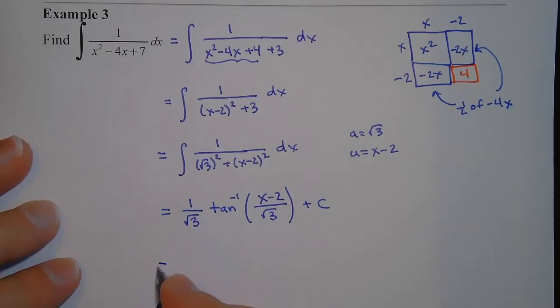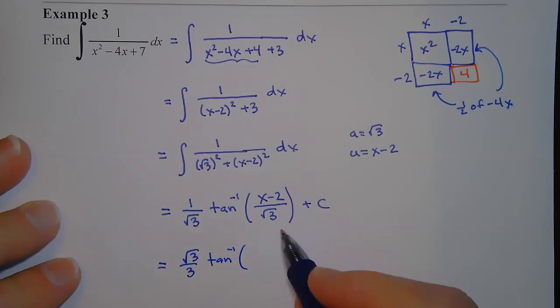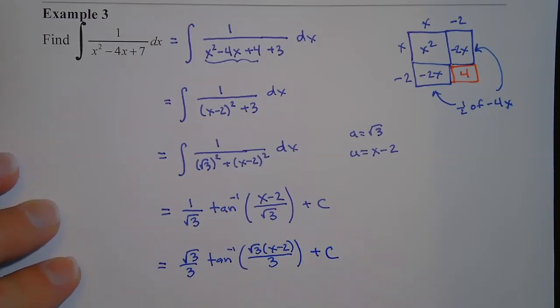So the best and final answer would be this becomes the square root of 3 over 3 tan inverse of, and this one we're also going to multiply the square root of 3 over the square root of 3. So this becomes the square root of 3 times x minus 2 over 3, and then plus c. Okay, and that's the best and final answer.